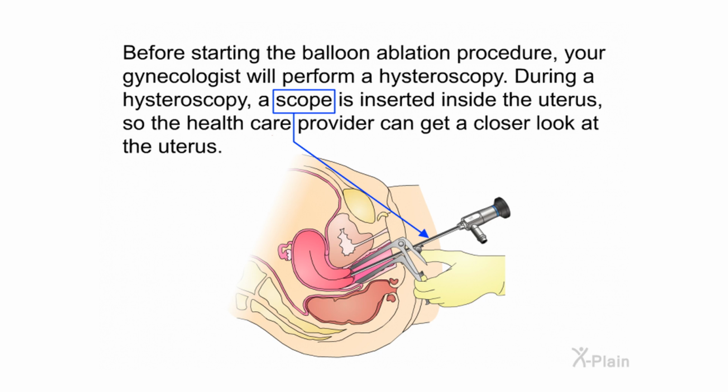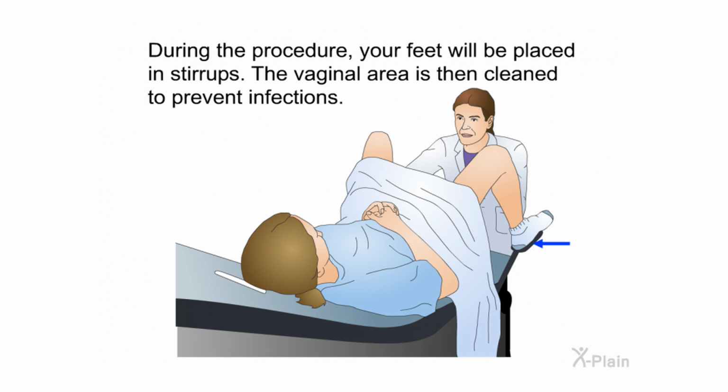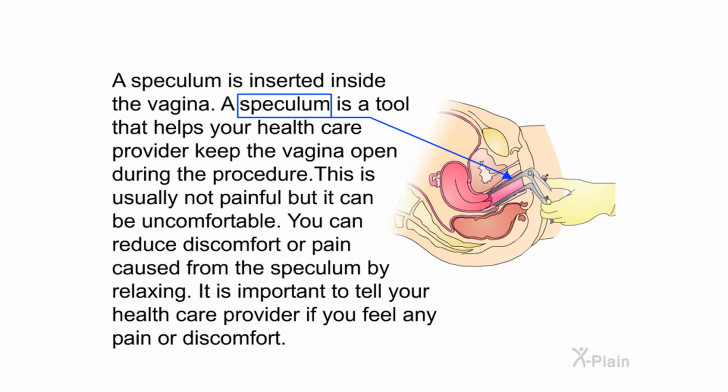Before starting the balloon ablation procedure, your gynecologist will perform a hysteroscopy. During a hysteroscopy, a scope is inserted inside the uterus so the healthcare provider can get a closer look at the uterus. During the procedure, your feet will be placed in stirrups. The vaginal area is then cleaned to prevent infections. A speculum is inserted inside the vagina. A speculum is a tool that helps your healthcare provider keep the vagina open during the procedure. This is usually not painful, but it can be uncomfortable. You can reduce discomfort or pain caused from the speculum by relaxing. It is important to tell your healthcare provider if you feel any pain or discomfort.